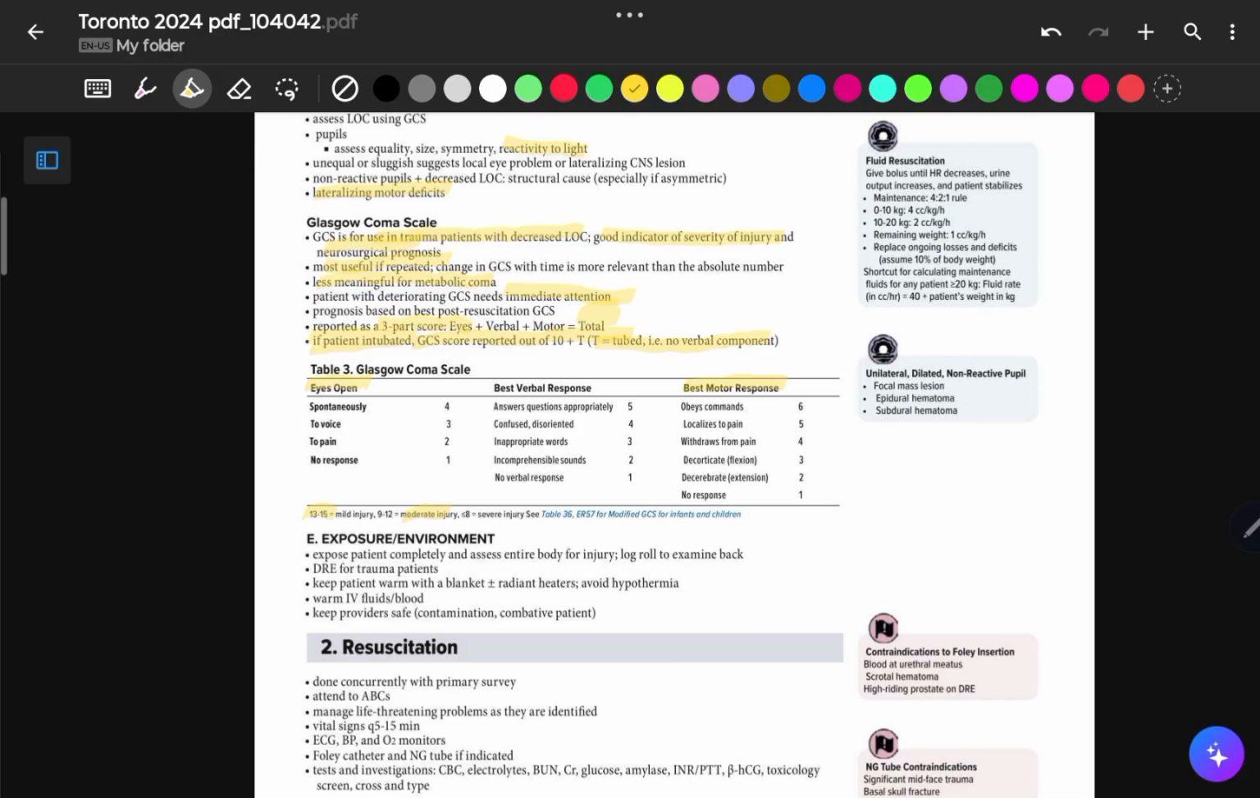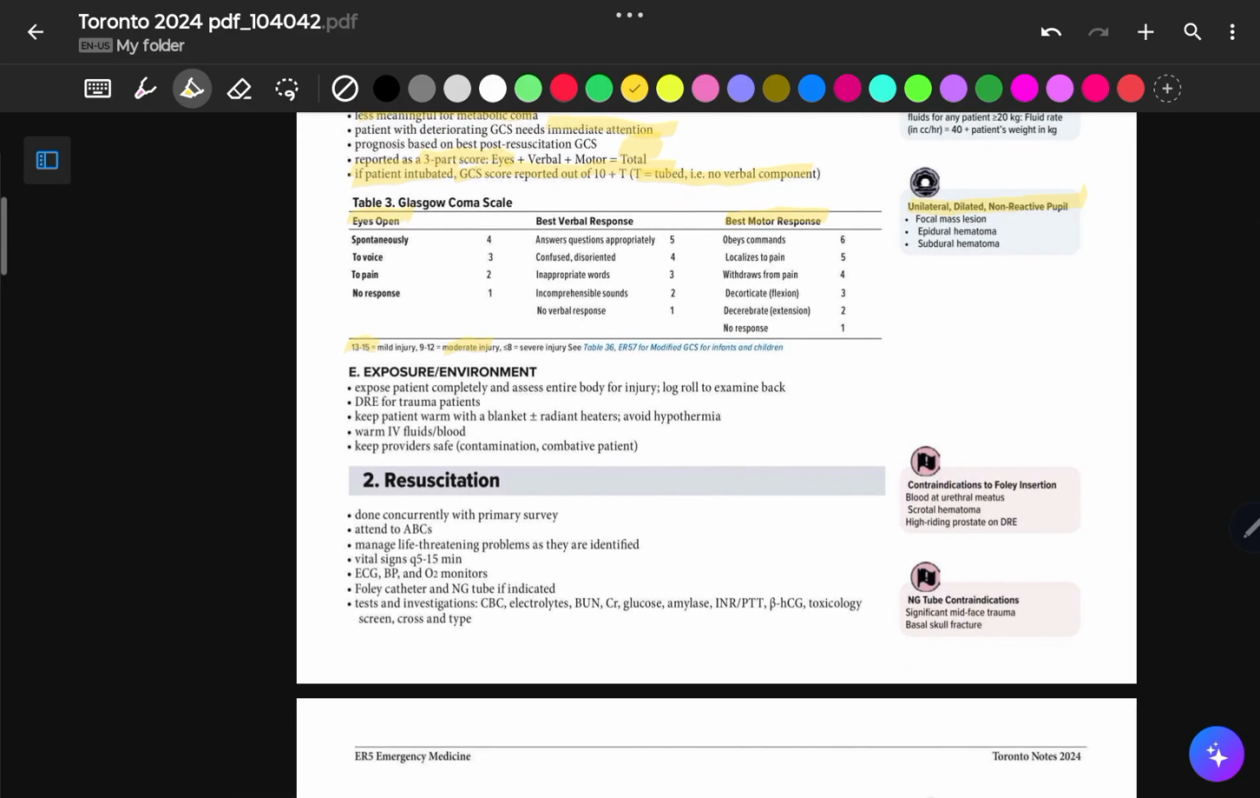Okay. So next, a patient presenting with a unilateral dilated, non-reactive pupil. You would think about focal mass lesion, an epidural hematoma, or subdural hematoma. Then E is for exposure. Obviously, when you reach there, you want to expose the patient completely. You want to check the patient from head to toe so that there are no injuries that you are missing.